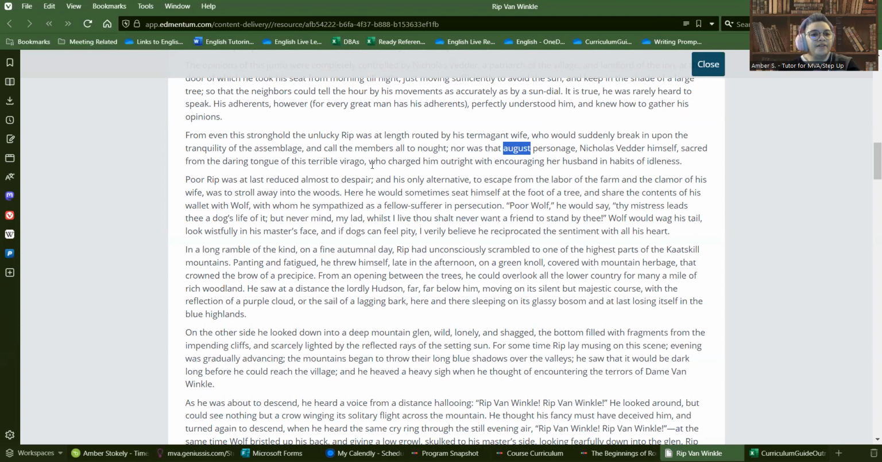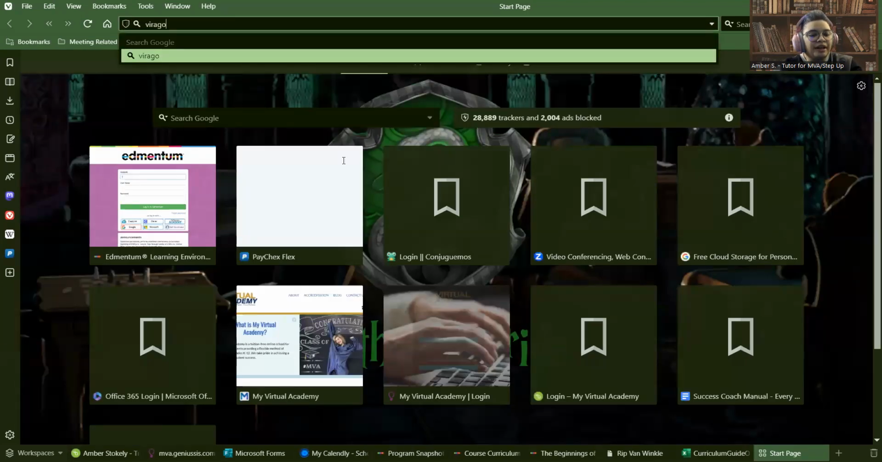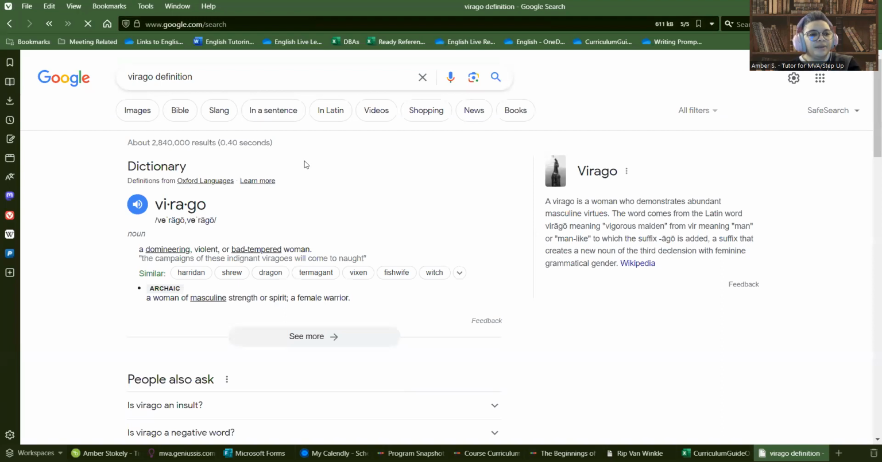And then we also have virago. Virago probably just means something similar to vitriol, or basically just mean speech. But we're going to ballpark it by looking it up. So it says a domineering, violent, or bad tempered woman. Yep, so we're talking about basically just being mean.